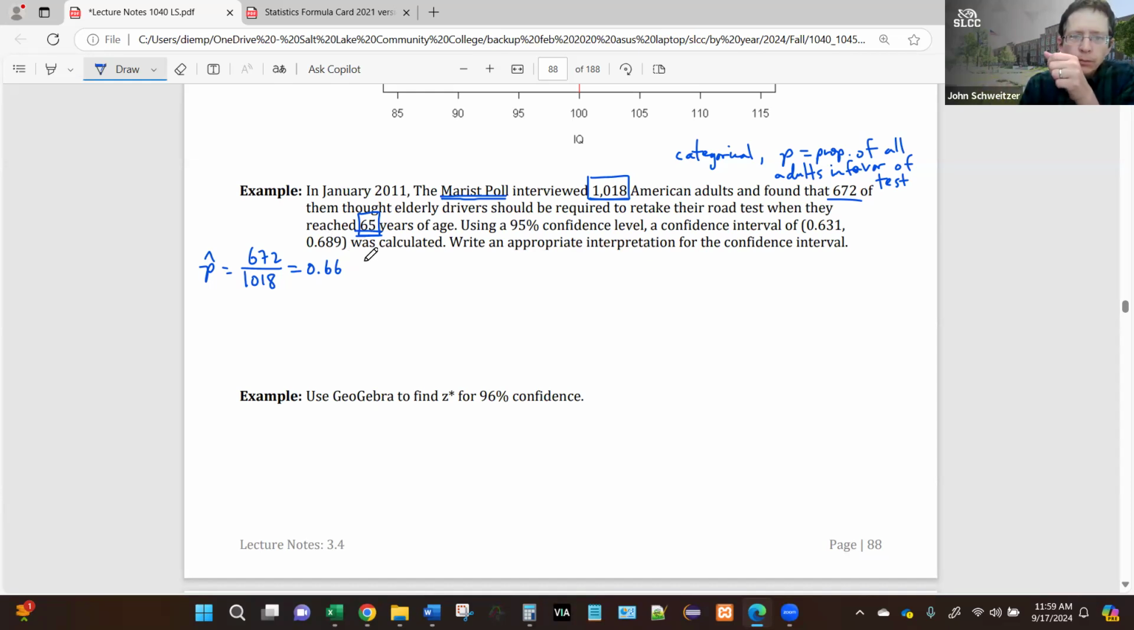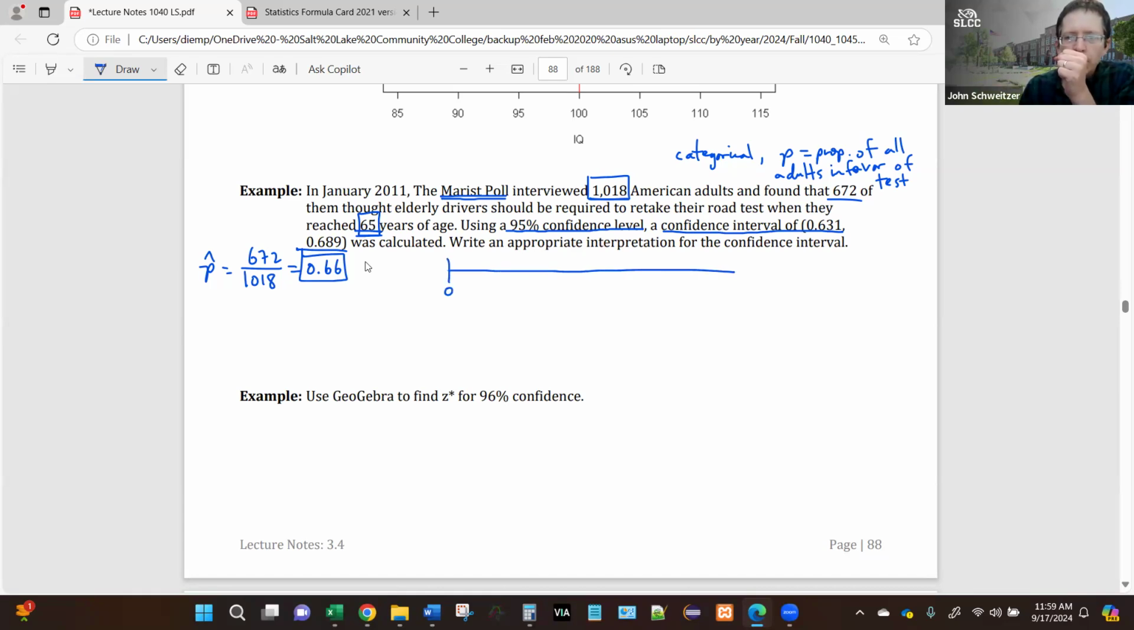Okay. So if you read this poll, they talk about the 66%, but then at the end, they say we have a 95% confidence level for our confidence interval of 0.631, comma 0.689. So what is that interval? Well, the confidence interval is a list of plausible values for P. Okay, so here's the idea.